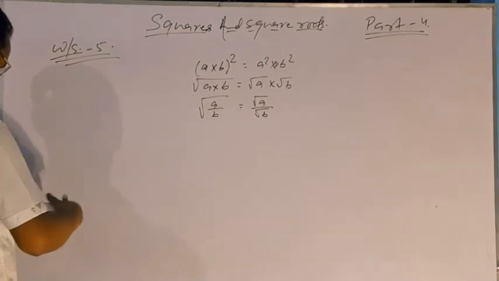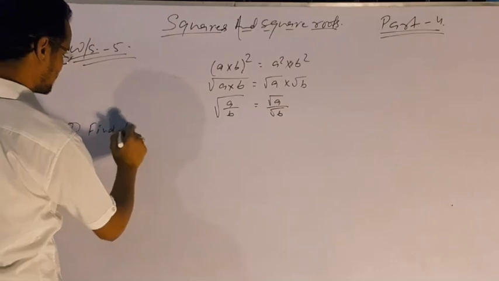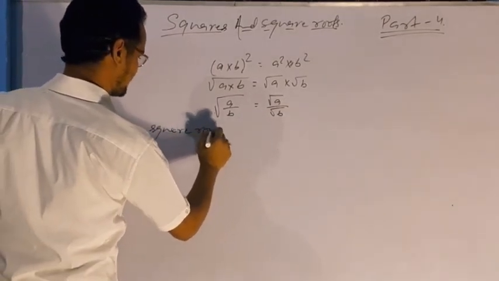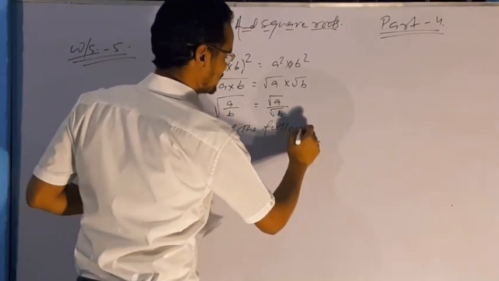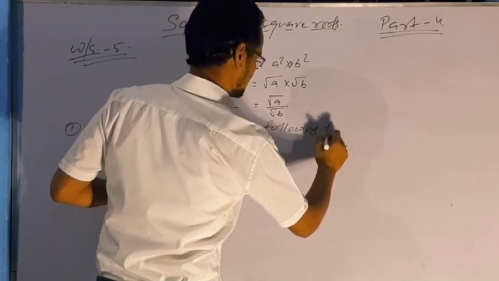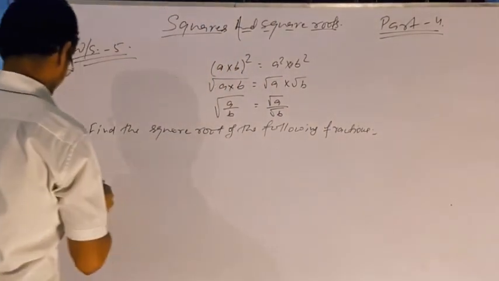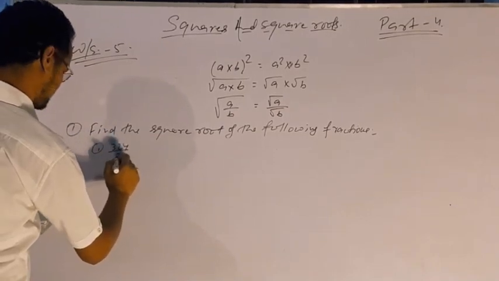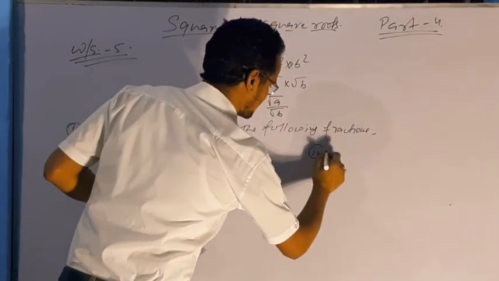Our first question is: find the square root of the following fractions. First question is 324 divided by 361.